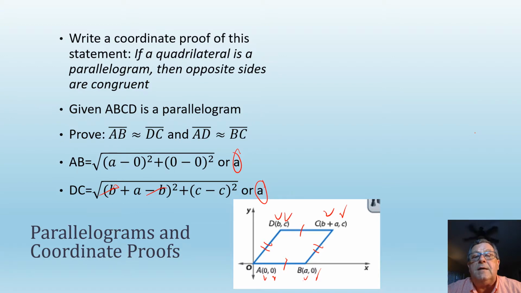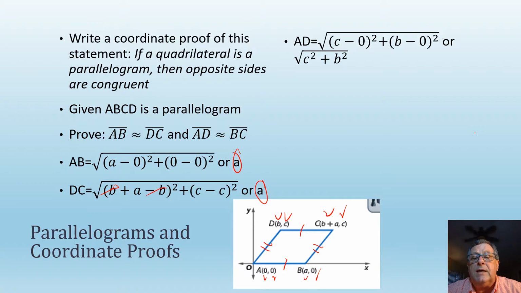Let's start with AD. So here we got AD. We got C minus 0 squared plus B minus 0 squared. What is that going to leave us with? That's going to leave us with the square root of C squared plus B squared right there.